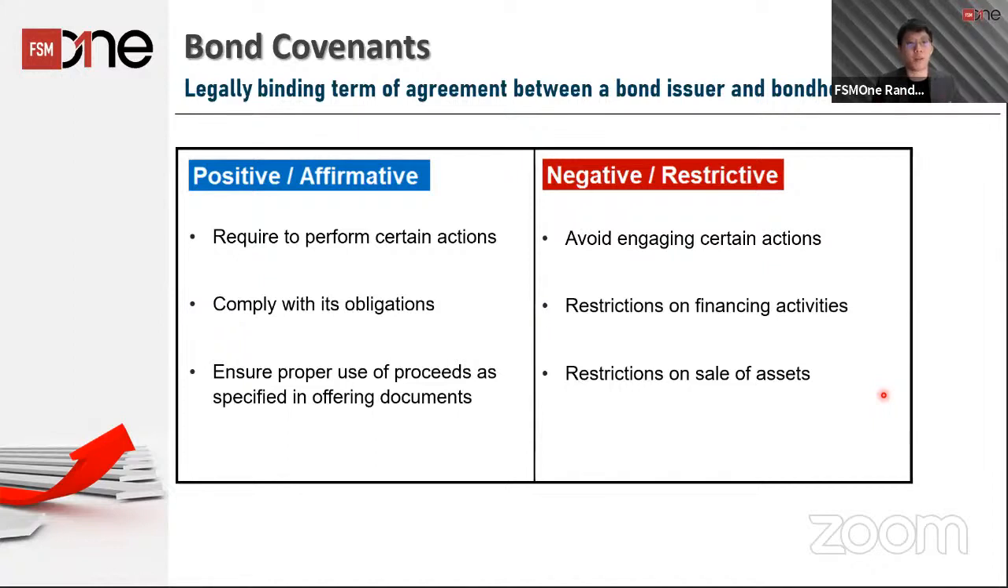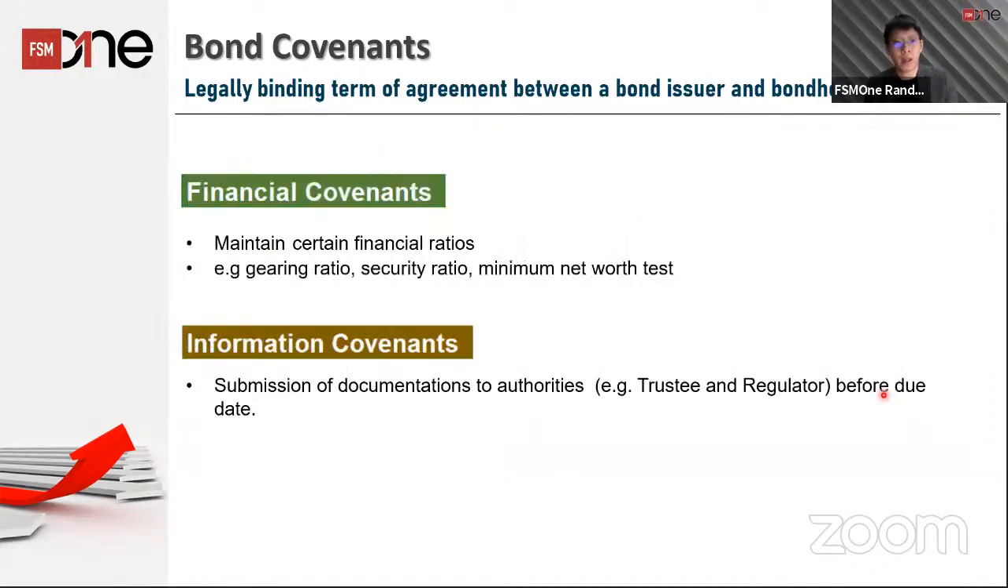Because you have to remember, bond covenants are the clauses to protect the interest of bondholders and the issuer as well. Okay, and they do also have another two covenants. One is called financial covenants.